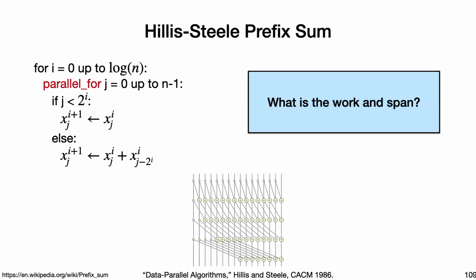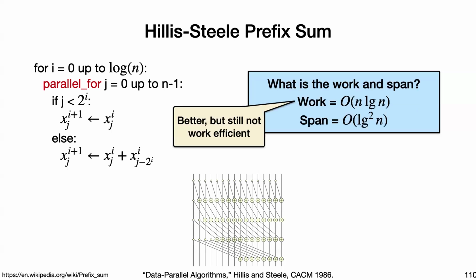So there are n outer loop iterations. Each one has span log n, because the span of this parallel for is log n. So that's log squared, because you just add up log times. Yep. So the work is n log n, the span is log squared. And we're getting there, but it's still not work efficient. Again, we want to bring this work down to n.